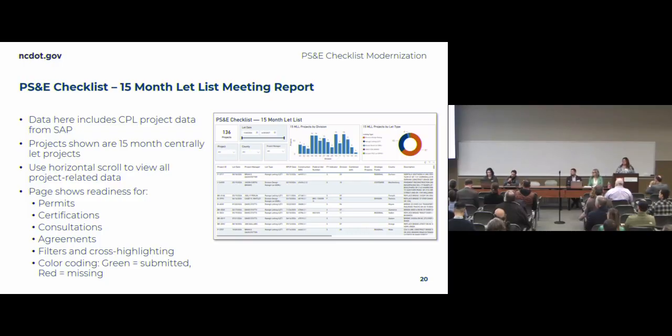If they've been submitted, they're showing up in green. You can glance at it, you're good to go if you're green. If they're in red, it means it's missing. And so this is to be a quick glance at that 15-month time frame to see, hey, do I have those critical things that are needed that sometimes hold up my project?